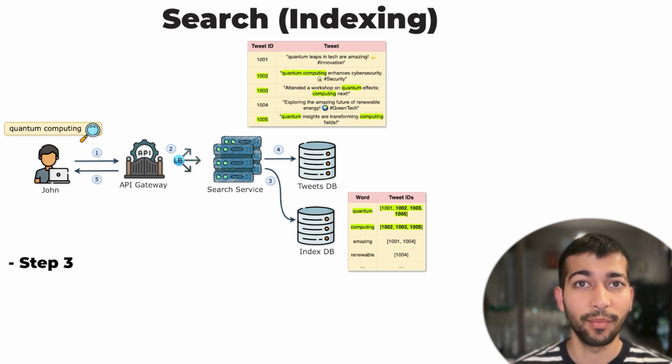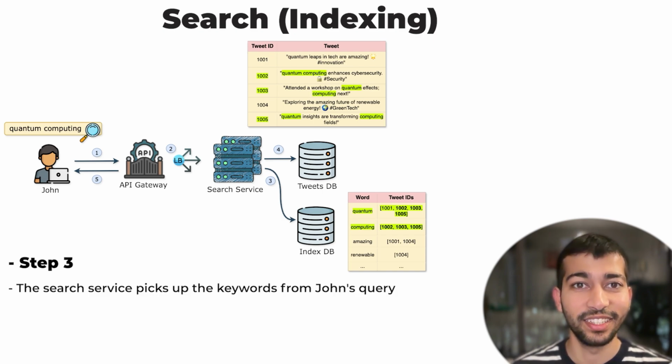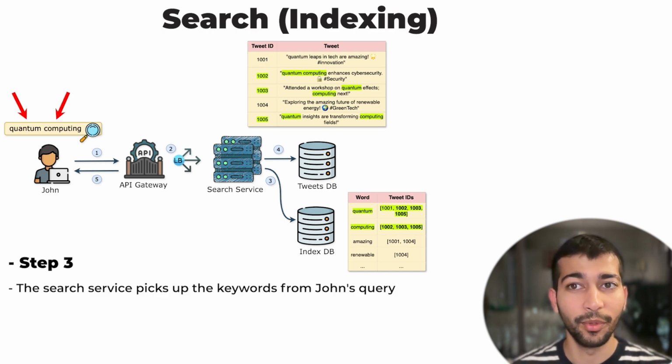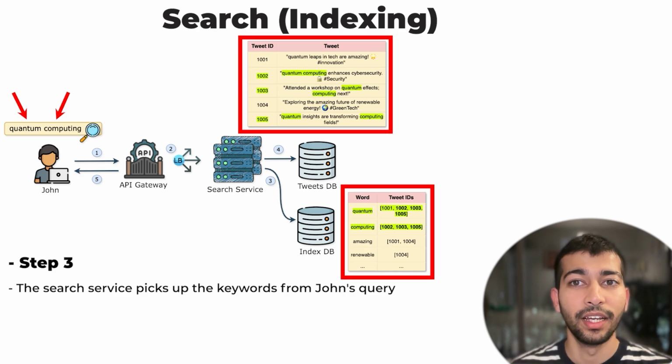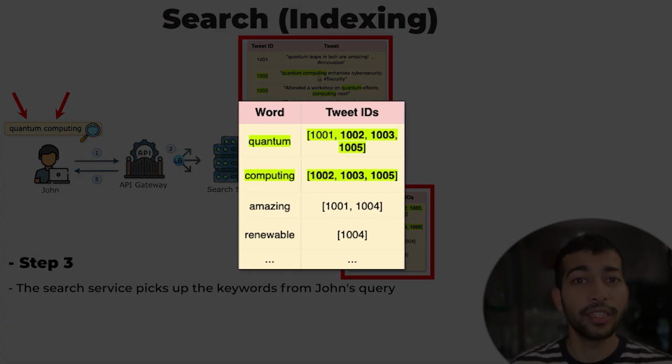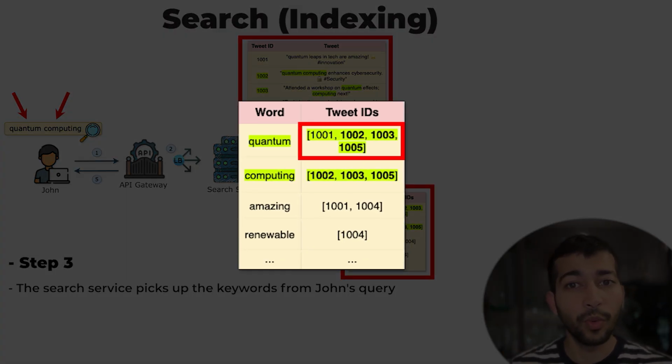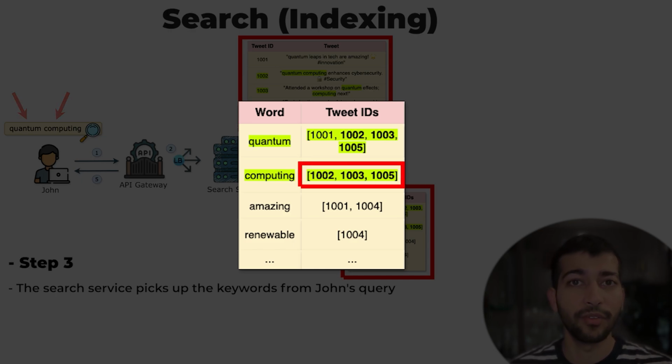Now we move on to step number 3. Here's where things get really fast. The search service picks up the keywords from John's query, quantum and computing, but instead of scanning the entire tweets database, it checks the index database. This is where the magic happens. The index database tells the server that quantum appears in tweets 1001, 1002, 1003 and 1005, and computing appears in tweets 1002, 1003 and 1005.